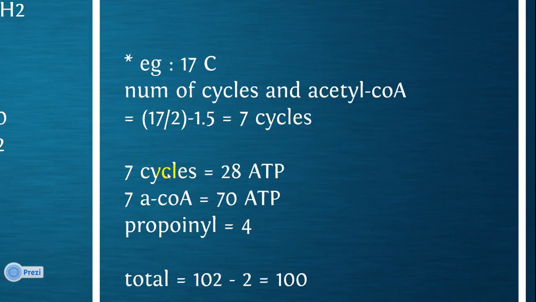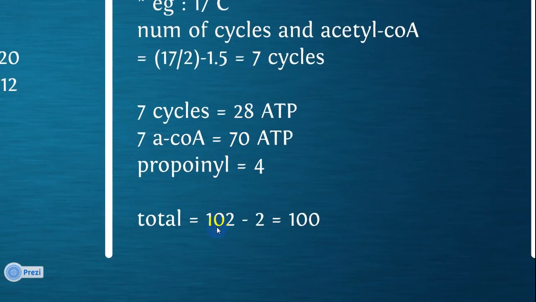Okay? If you calculate the amount of ATP that the 7 FADH2 and the 7 NADH will produce, it will be 28 ATP. And the 7 acetyl-CoA will give you 70 ATP. And the propionyl-CoA will give you 4 ATP. So if you sum all of those, you will have this number. You must subtract 2 ATP from it for the activation step. You use 2 ATP in the activation step, so you subtract it from this number, and you will have 100 total ATP in this example.